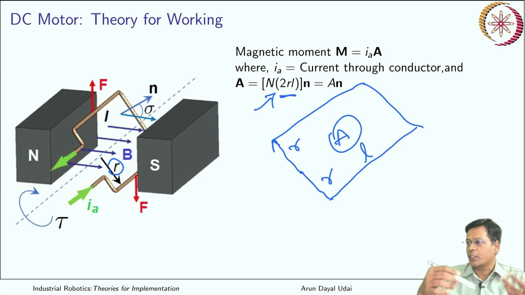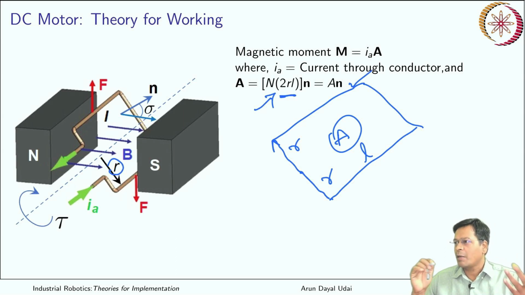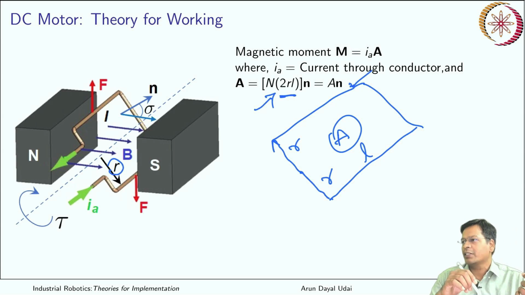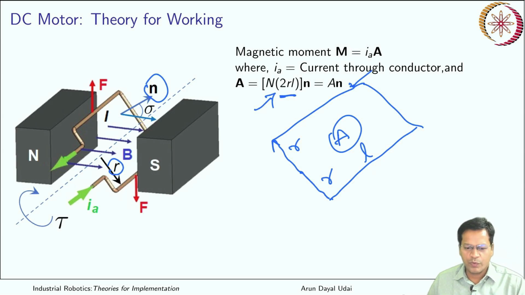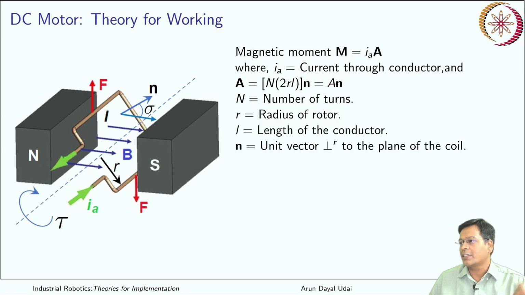N times that area, because you have multiple turns of this wire. Finally this is A and N. A is the number of all those areas added together, which finally gives you the total area. It is not just one winding, it has multiple windings. So this gives you the direction. The magnitude is A, whereas the small n vector is a unit vector which is orthogonal to this area vector. Moving ahead, N is the number of turns of the coil, r is the radius of the rotor, and L is the length of that conductor. Effectively n is the unit vector which is perpendicular to the plane of the coil.